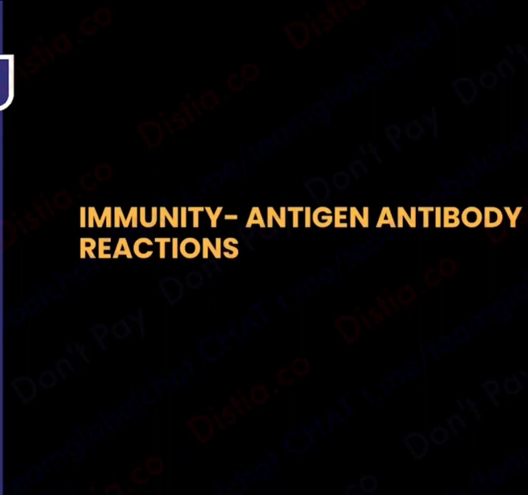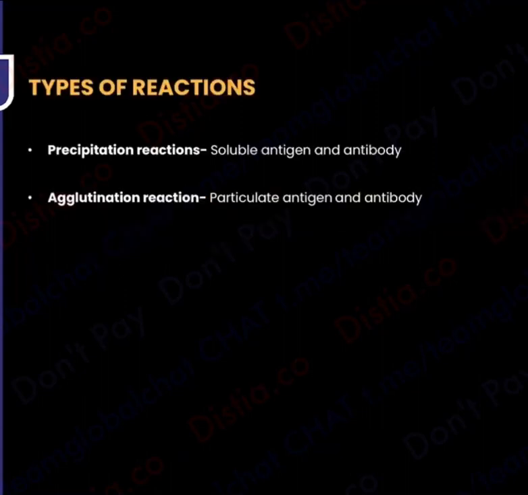Having discussed the antigen and the antibodies individually, now let us go on to their reactions. So we now study antigen-antibody reactions, which are of two types: precipitation and agglutination. As I've told you, this is an interaction of an antigen and an antibody, but what type of antigen? For precipitation reactions, we have a soluble antigen, and for agglutination reactions, we have a particulate antigen.